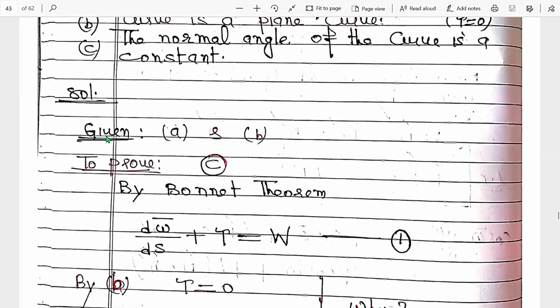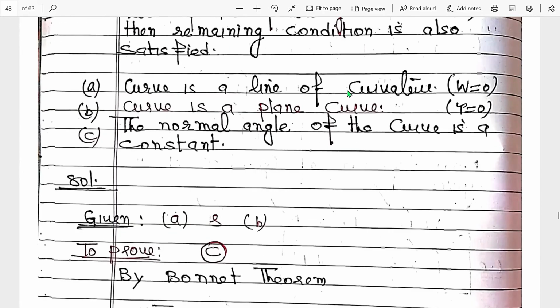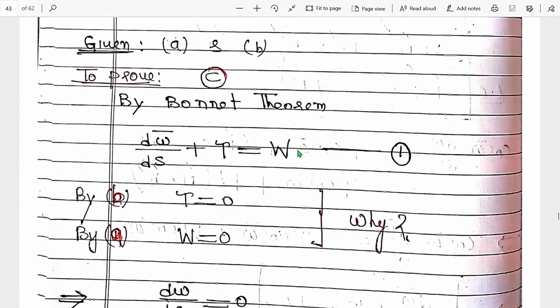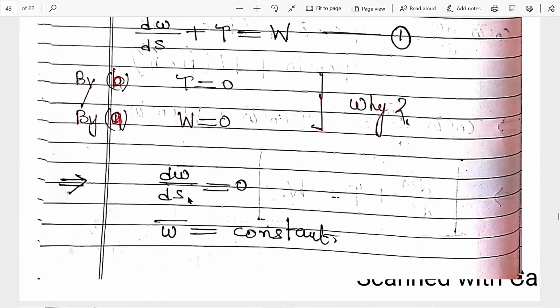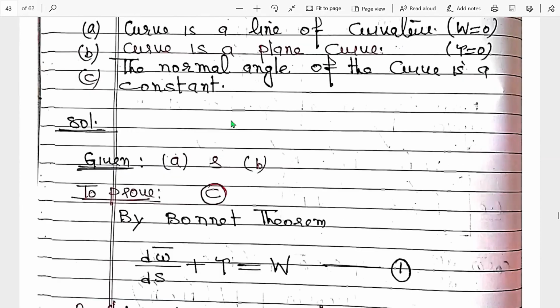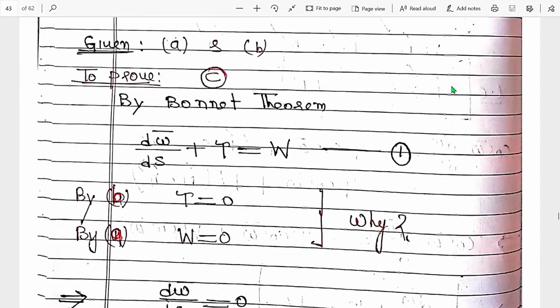Now first we take A and B as given, and we want to prove C. Mathematically, capital W is 0 and small tau is 0. By Bonnet theorem, this is 0 and this is 0. So we get dW bar/ds equal to 0, so W bar is constant. What is W bar? It is the normal angle. The normal angle of the curve is constant. So it proves the first part.